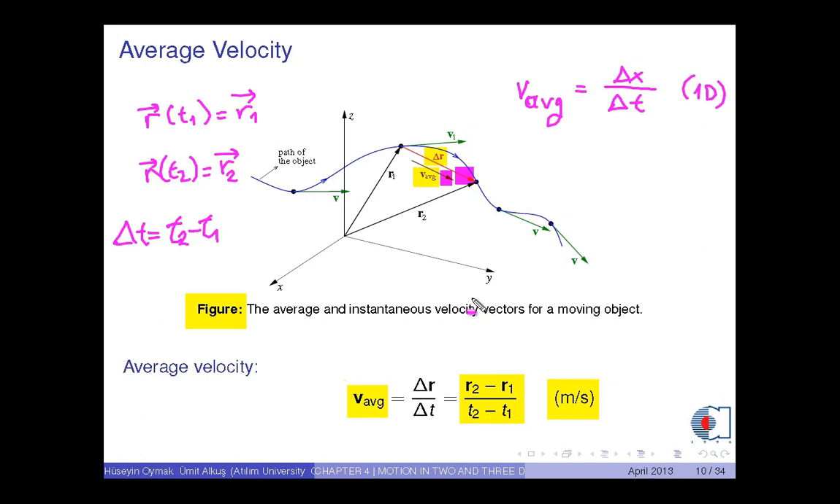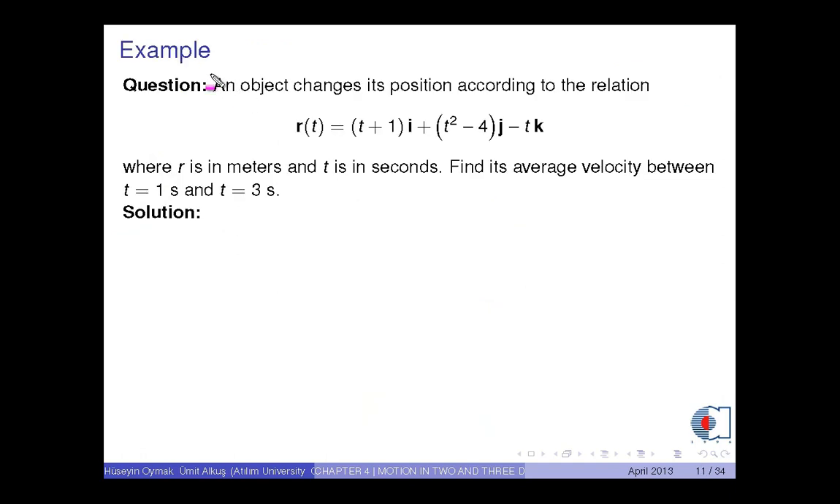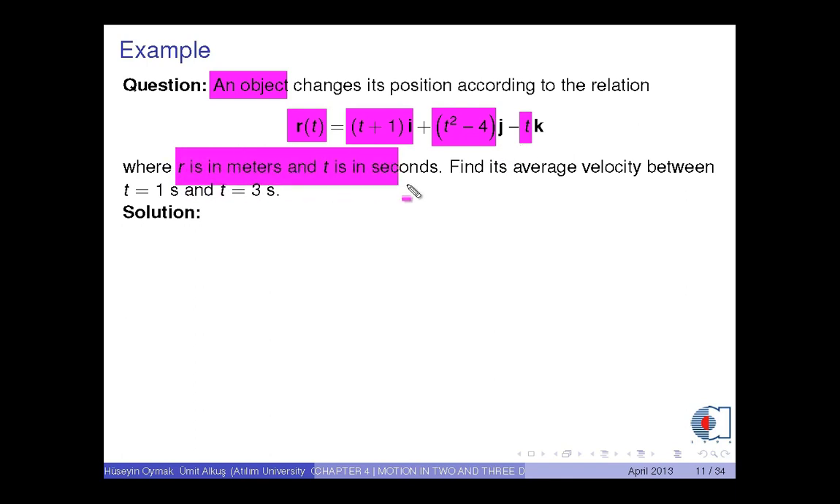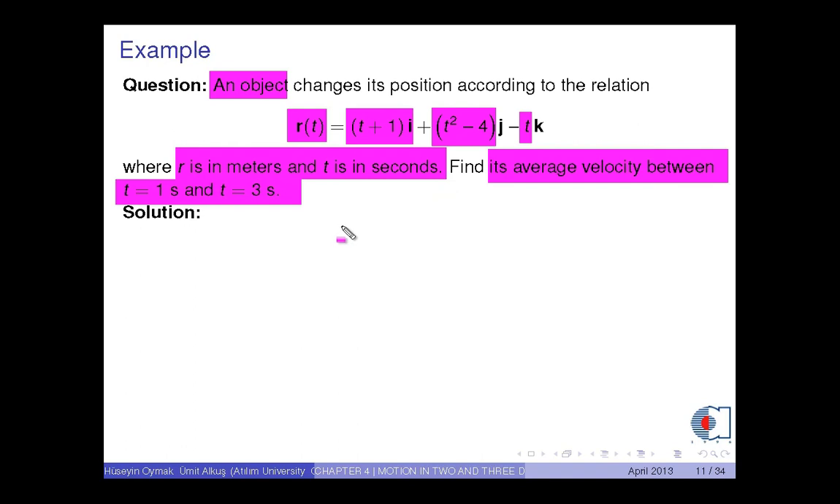Now let's study an example about average velocity. An object changes its position according to the relation vector r of t equals t plus 1 i plus t squared minus 4 j minus tk, where r is in meters and t is in seconds. Let us find the average velocity between t equals 1 second and t equals 3 seconds.